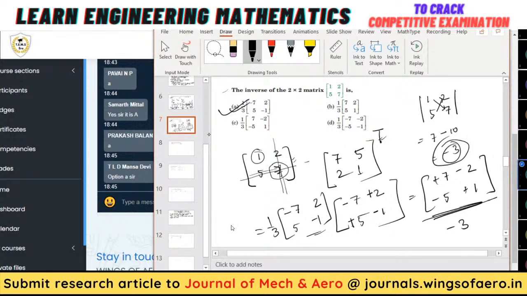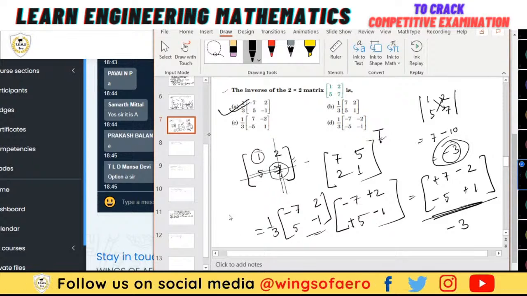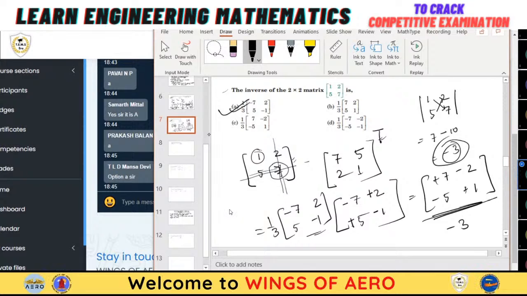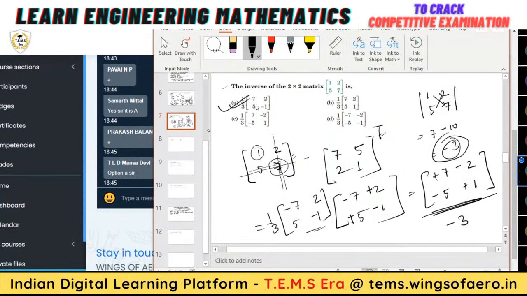No, it's option A. First we get the transpose, and then we will find this one. First you have to get the transpose. The sign will be assigned after that.